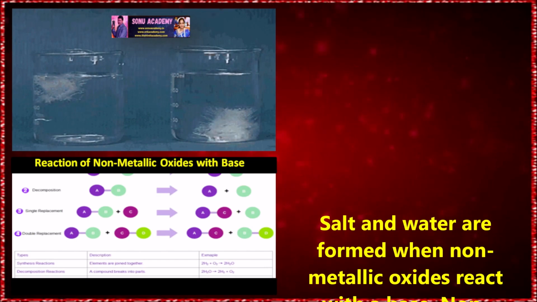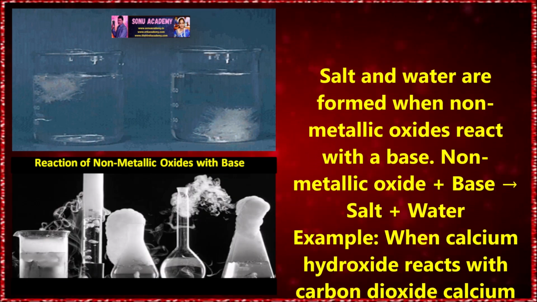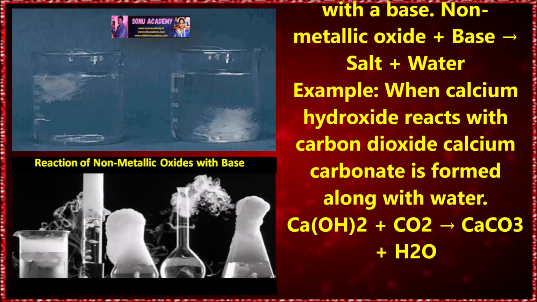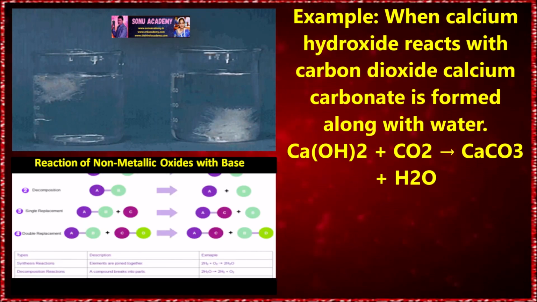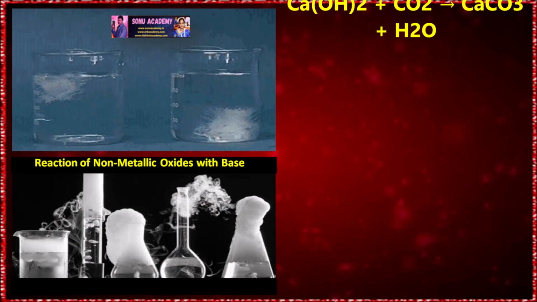Reaction of non-metallic oxides with base. Salt and water are formed when non-metallic oxides react with a base. Example, when calcium hydroxide reacts with carbon dioxide, calcium carbonate is formed along with water.